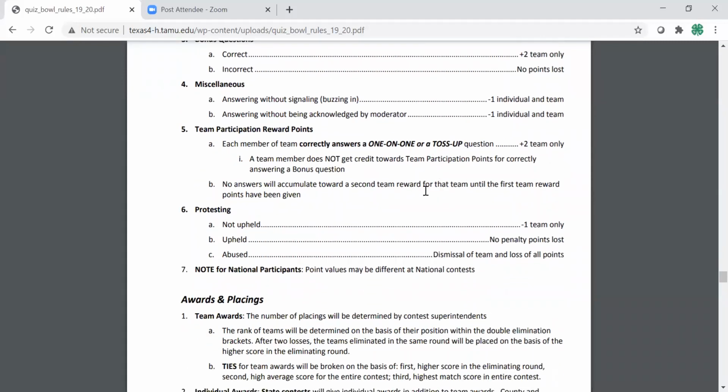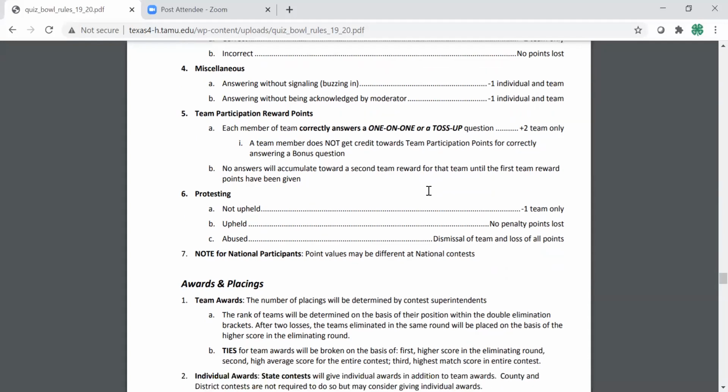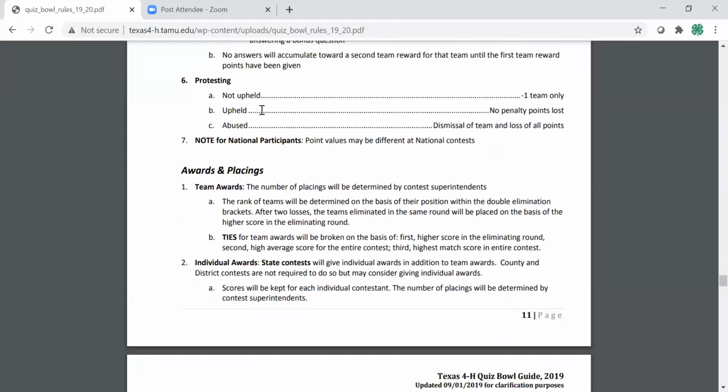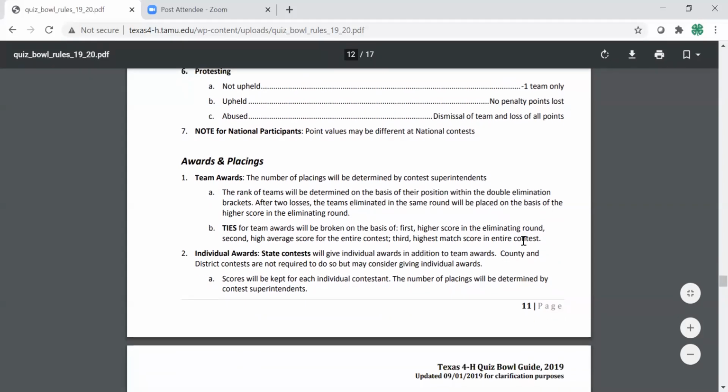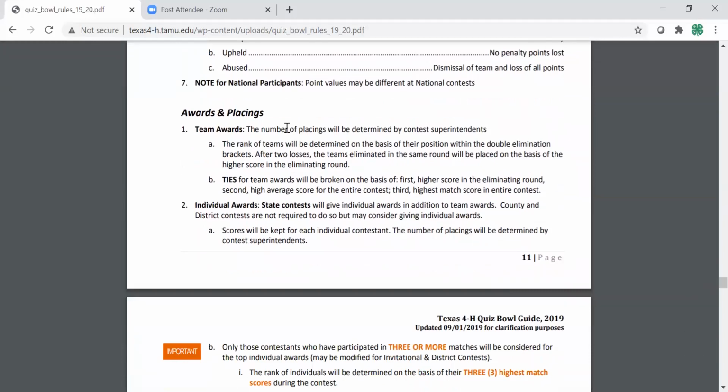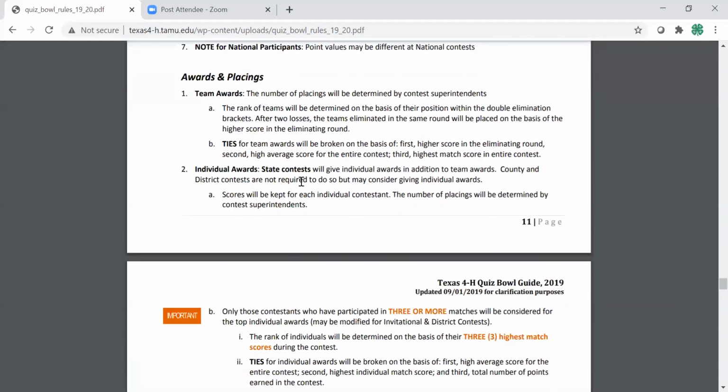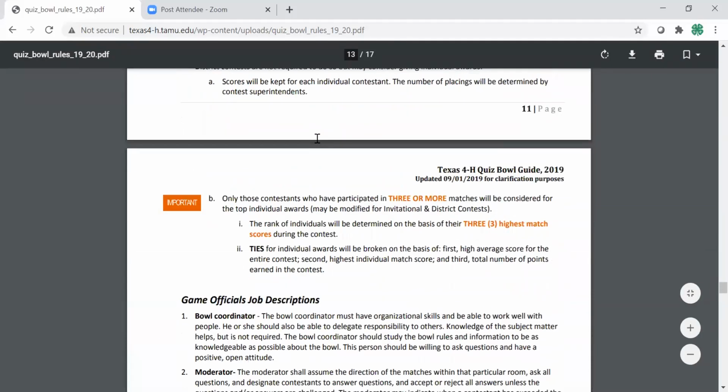The team points, we talked about that. Once each team member correctly answers a one-on-one or a toss-up, bonus questions don't count in that, the team will get +2 points. We talked about that. If a protest is not upheld, -1. If it is upheld, no points lost or gained. We don't do individual awards at district, just team awards.